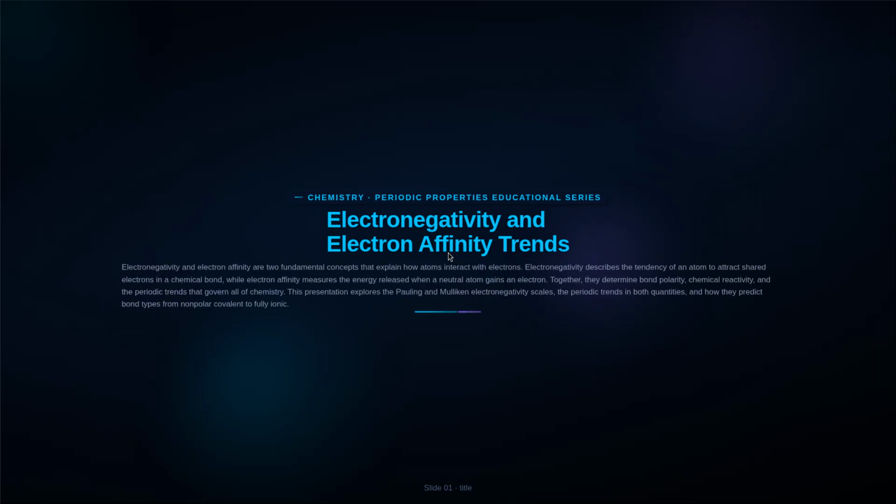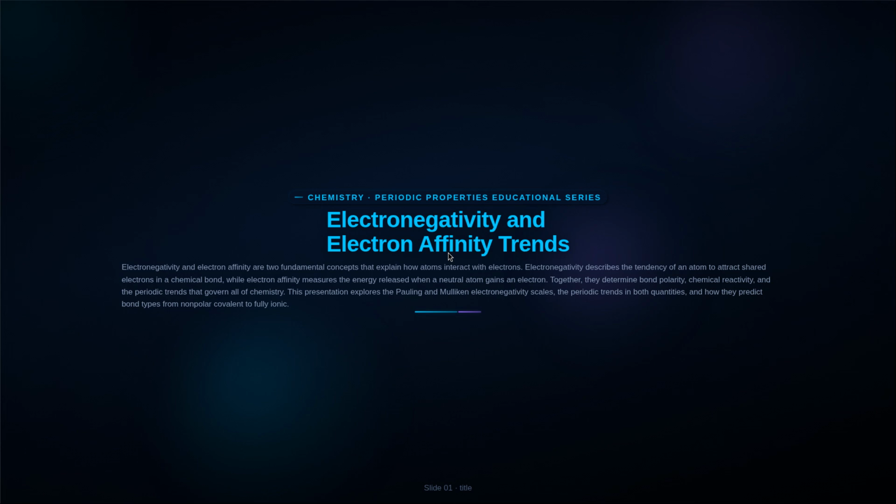Welcome to our exploration of periodic trends, atomic radius, and ionization energy. Why do atoms get larger as we move down a column of the periodic table and smaller as we move across? Why does it take more energy to remove an electron from fluorine than from cesium? In this presentation, we will explore these fundamental patterns that govern chemical behavior across all 118 known elements.